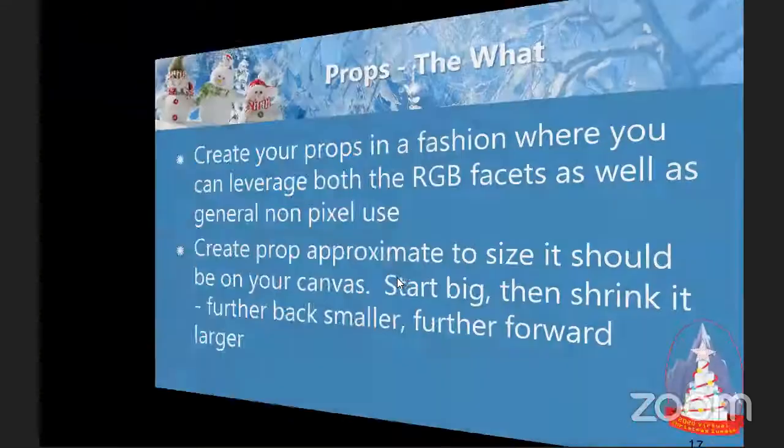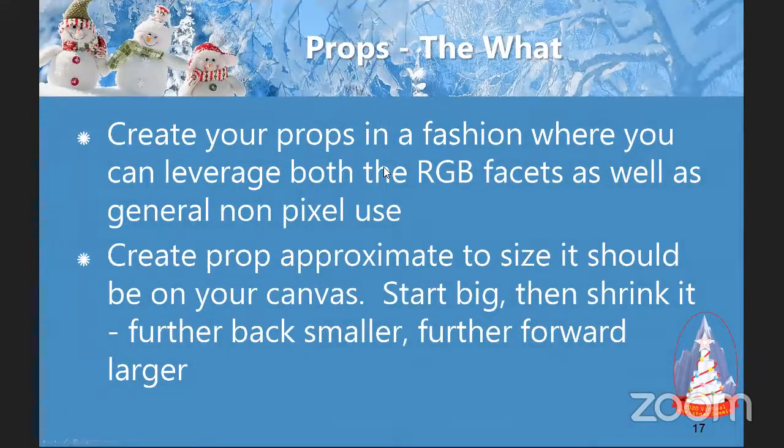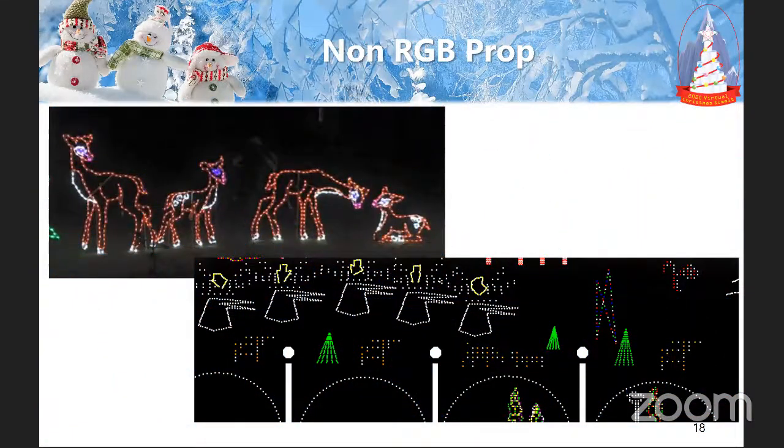So I actually jumped ahead of myself. Let's look at props in the preview, because there's a lot of things you can do relevant to custom props that I wanted to get into, and I wanted to make sure everybody had a good chance for any questions they might have relevant to that. When you create your props, you want to put them into a fashion where you can use both the RGB facets as well as any non-pixel usage. So create a prop approximate to its size and then shrink it down into your canvas where it goes. It is very important that it is close to the size that it can be.